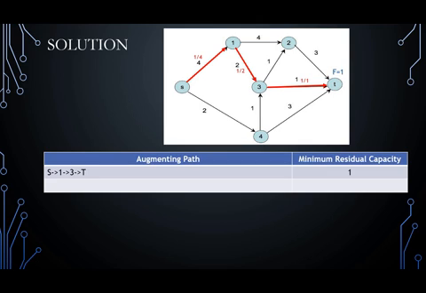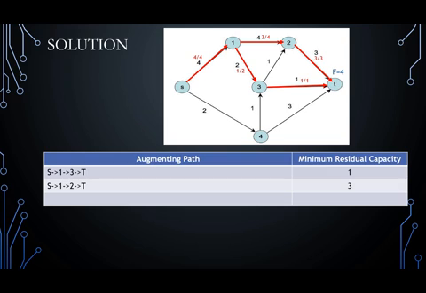So let us look into another augmenting path. I take the second augmenting path, S to 1, 1 to 2, 2 to T. Here the remaining capacity was 3. Here the remaining capacity is 4. Here the remaining capacity is 3. So out of 3, 4 and 3, which is minimum? 3 is minimum. So the maximum flow that is possible through this augmenting path is 3.